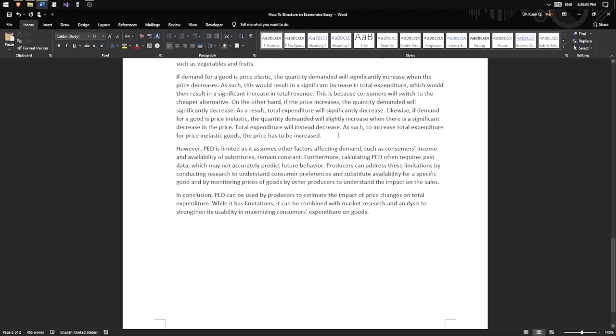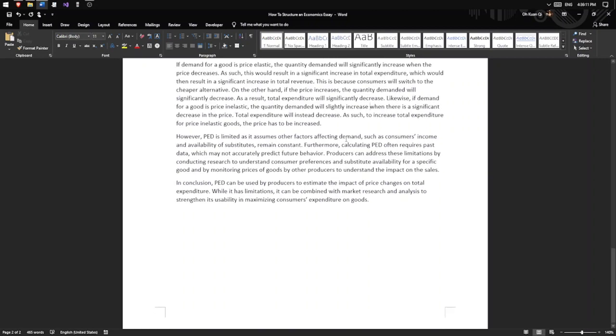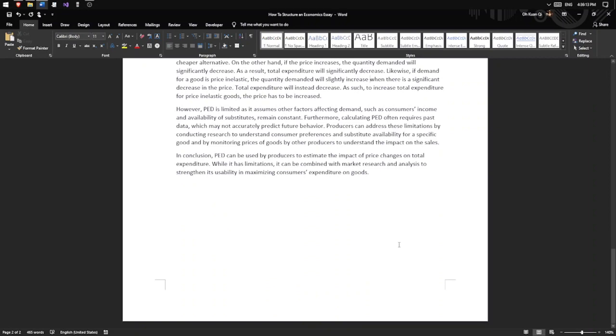So then this will be your analysis as to how the price elastic demand will affect the total expenditure by consumers. All right. And now let's look at evaluation. Then when we talk about the limitations. However, PED is limited as it assumes other factors affecting demand, such as consumers' income and availability of substitutes, remain constant. Furthermore, calculating PED often requires past data which may not accurately predict future behavior, which is true.